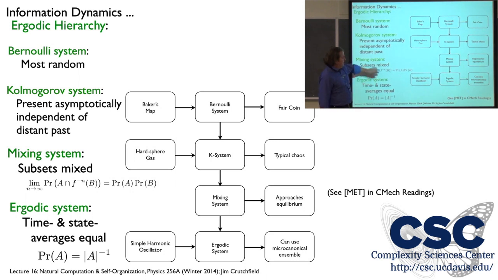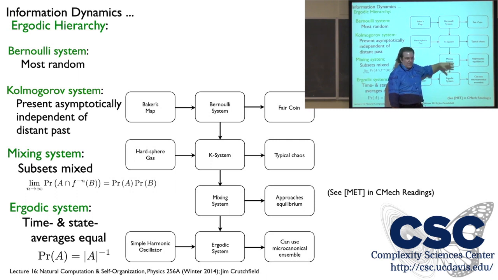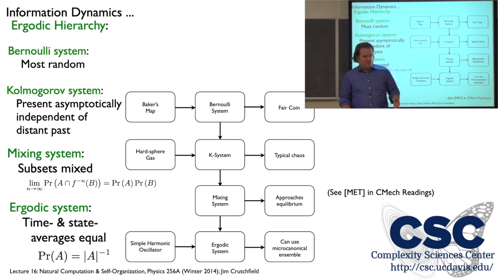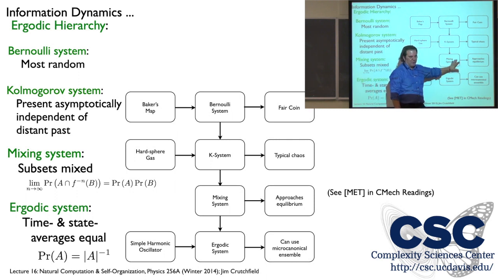Now the next step up are called mixing systems. And these are more like what we were seeing with the one-dimensional maps and the chaotic differential equations, where I might start with a very skewed initial distribution, or some knowledge of where the system state is, but the system eventually goes down to some attractor. Or in the thermodynamic language, you'd say the system approaches equilibrium. So all mixing systems are ergodic, but there are ergodic systems like the simple harmonic oscillator that are not mixing.